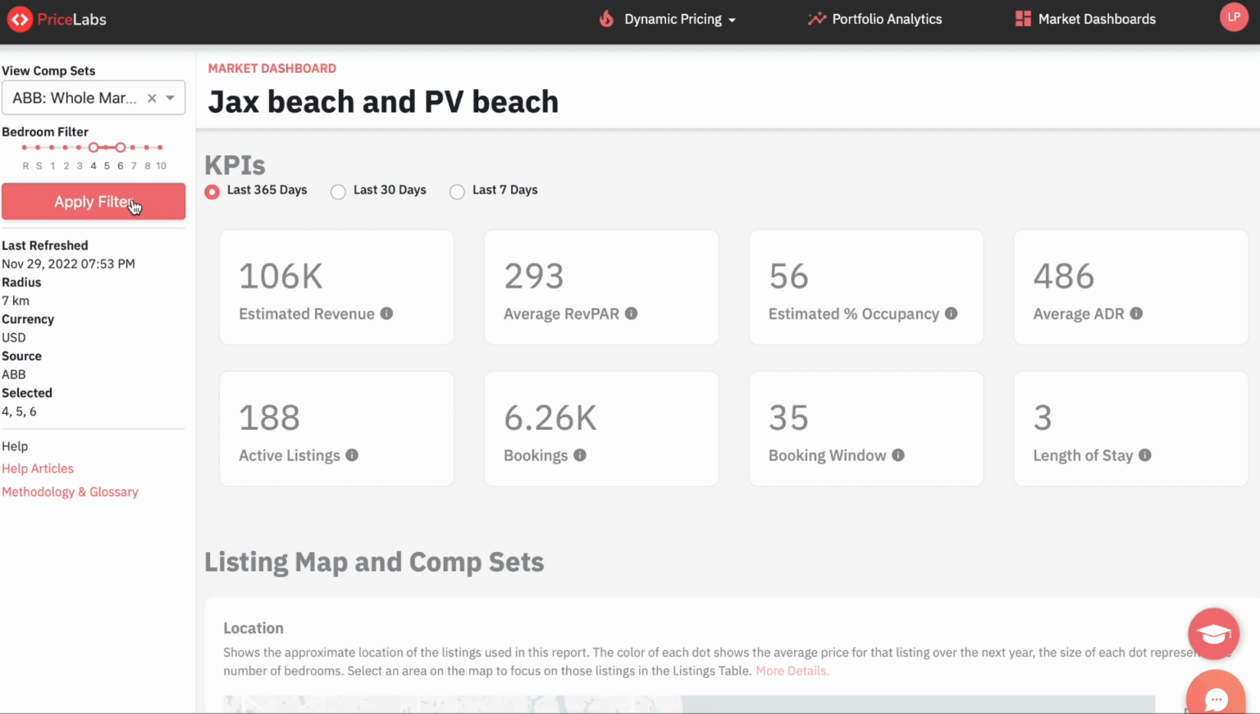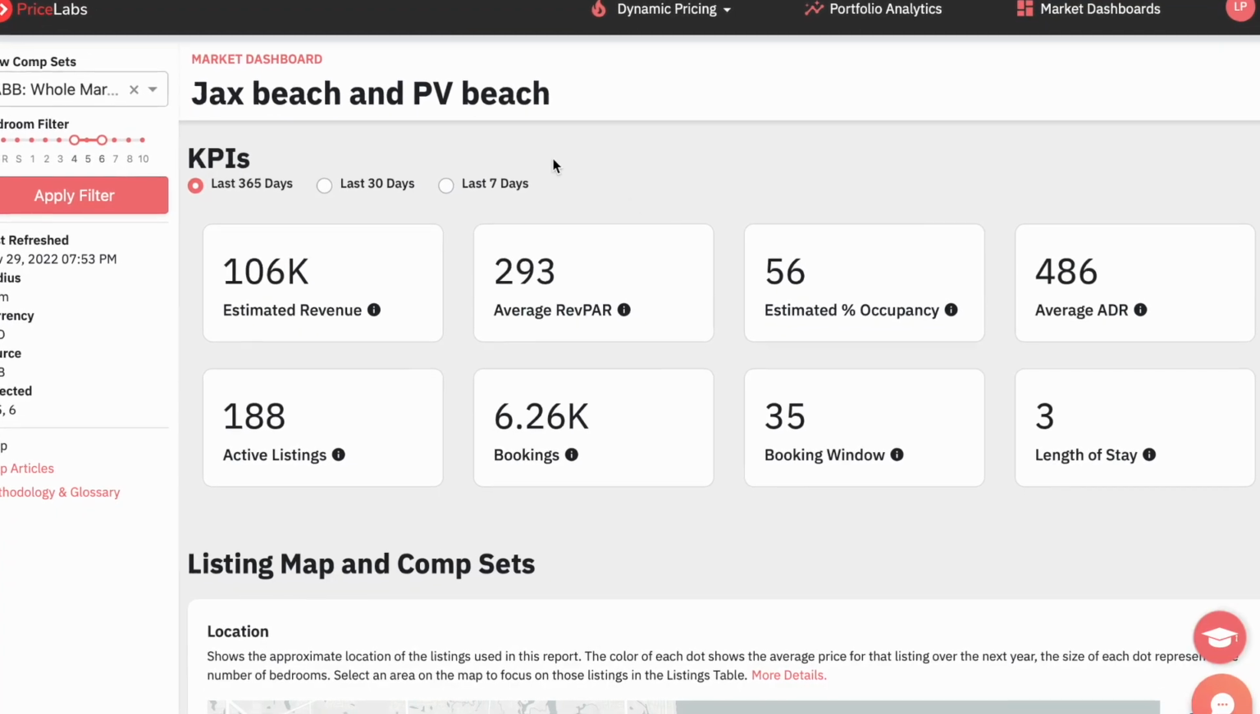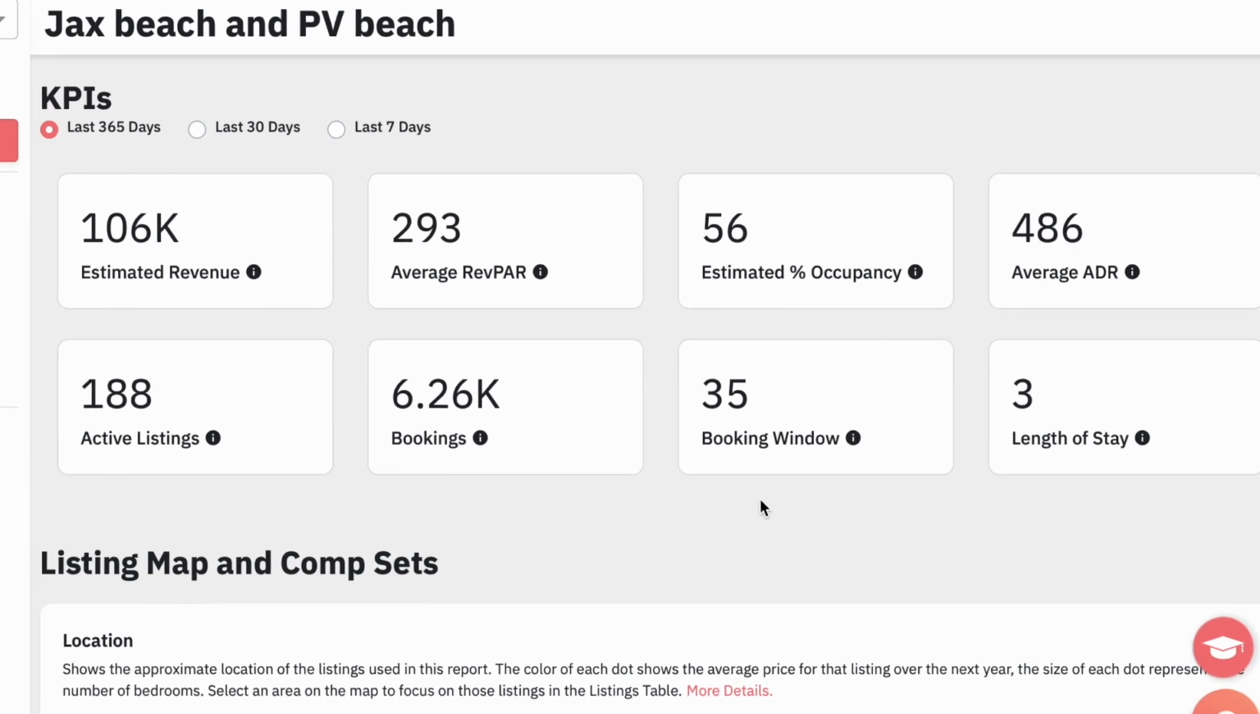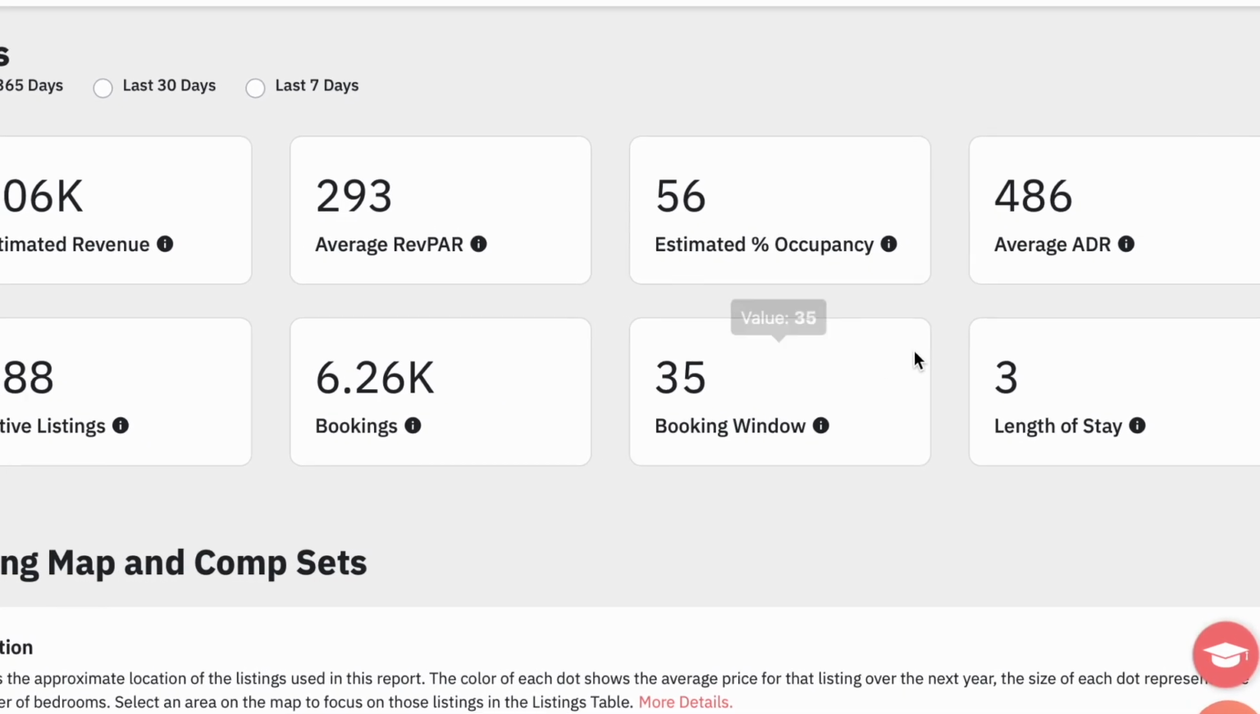As I mentioned, larger properties tend to have a longer lead time, which makes sense, right? Like if you're traveling with a group, with your friends, with family, you probably need a little time to coordinate. So I would imagine that you plan a little farther in advance. So narrowing it down to 4 to 6 bedrooms. And you can quickly see for the last 365 days, the booking window is 35 days.